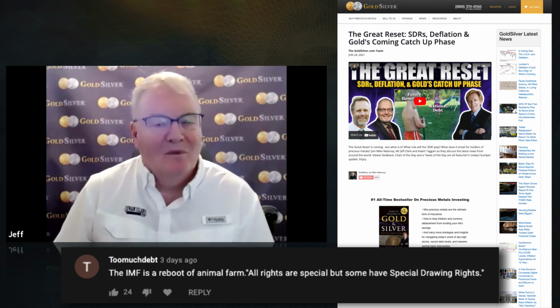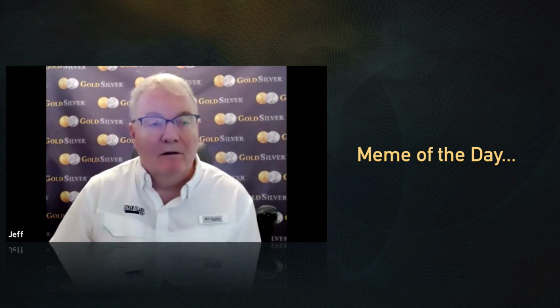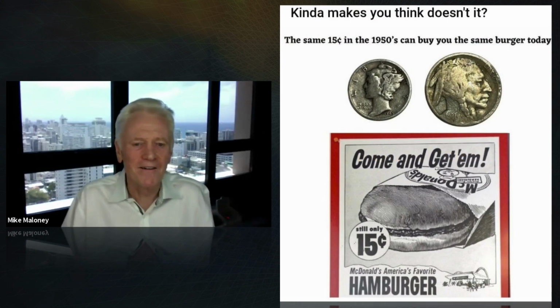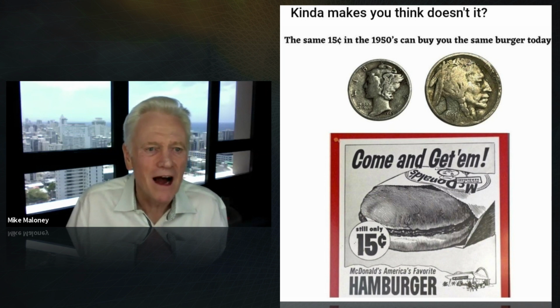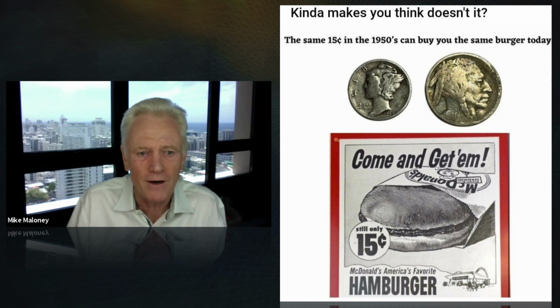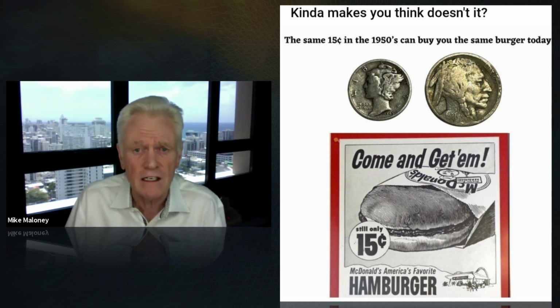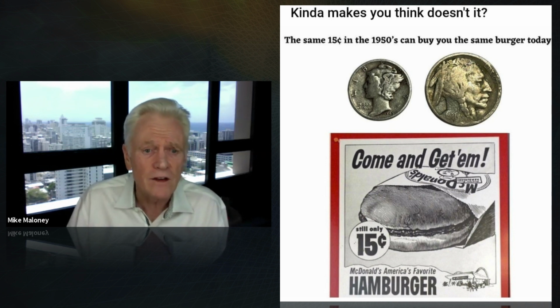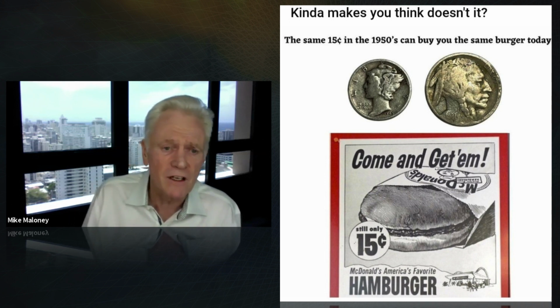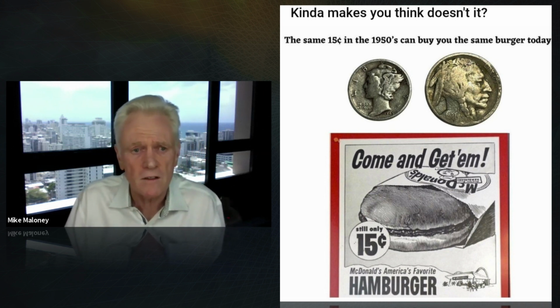Yes, it is. Well, on to our meme of the day, and this keeps with our theme of purchasing power today. So, Mike, tell us about this meme. This is a good one. It kind of makes you think, doesn't it? It says the same 15 cents in the 1950s can buy you the same burger today. I remember being able to buy a McDonald's hamburger for 15 cents and French fries for a nickel. So this is a silver dime and a nickel. That silver dime, as of today, is worth $1.86, so almost $2. And that nickel is worth 6 cents worth of nickel.